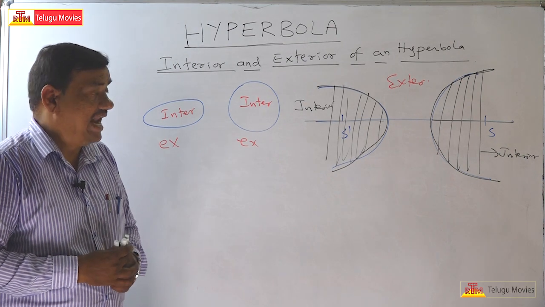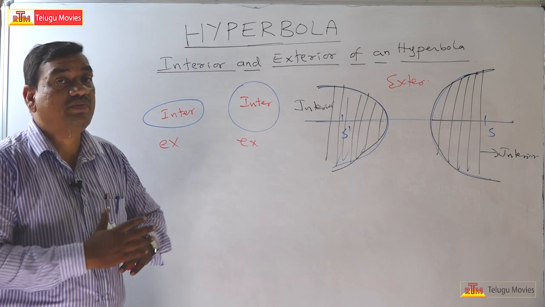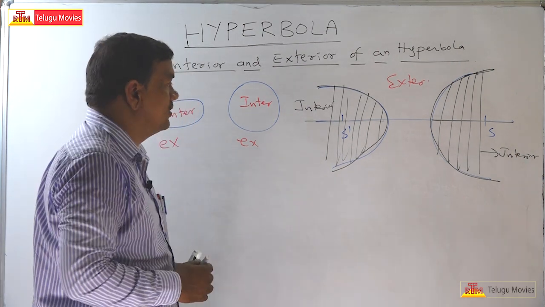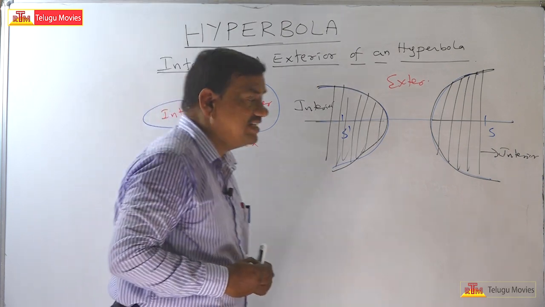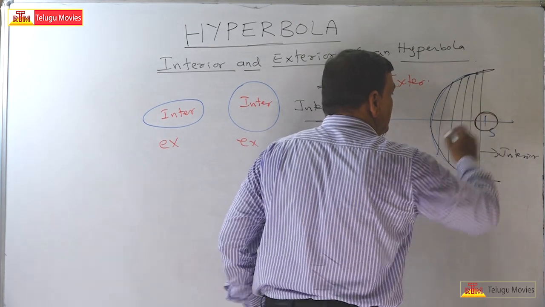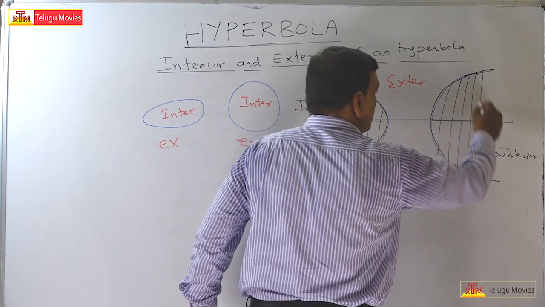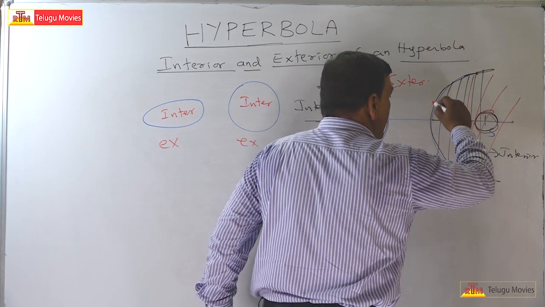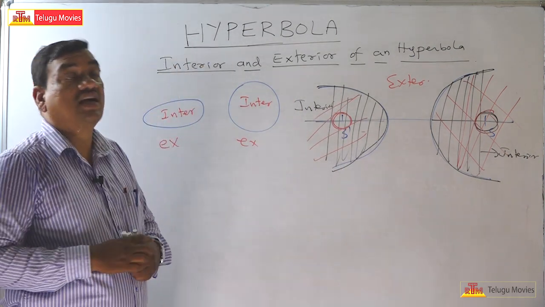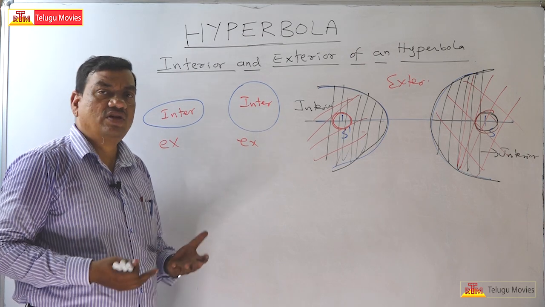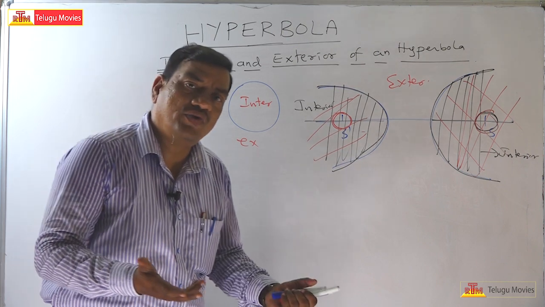Another definition of the interior of the hyperbola, or of the parabola also, because both are open curves: the region which has the focus. See here, the focus is there. Here also the focus is there. Therefore, this is the region which has the focus. Since the region has the focus, it is called the interior. Once we define interior, the exterior of the curve we can easily define.